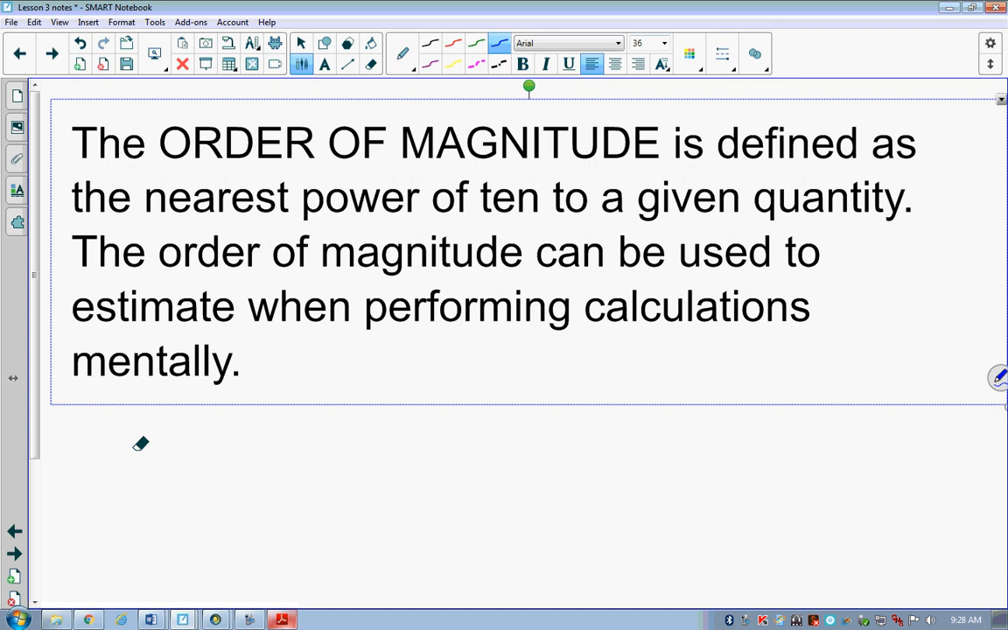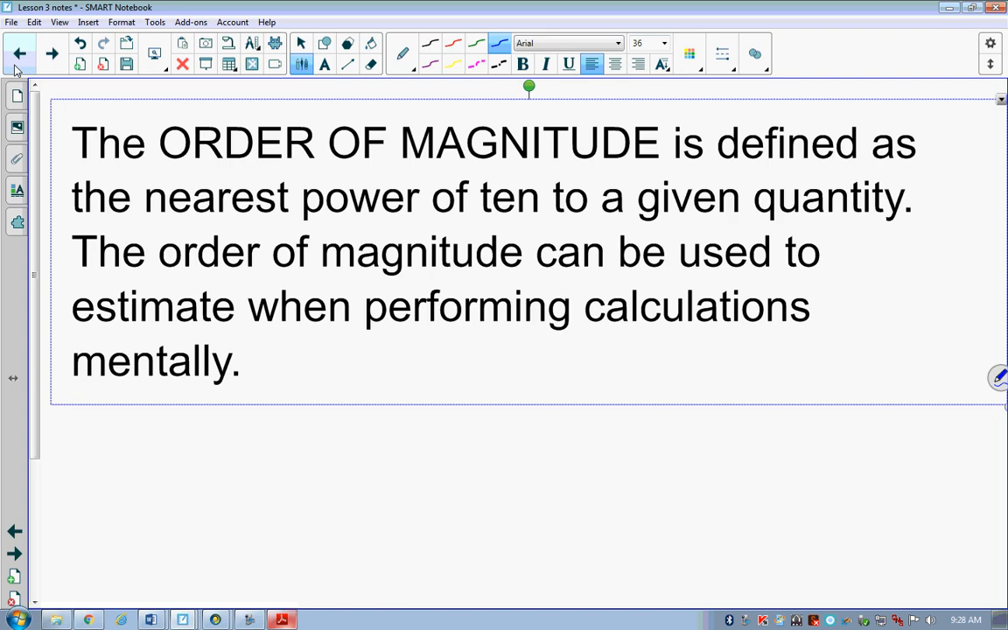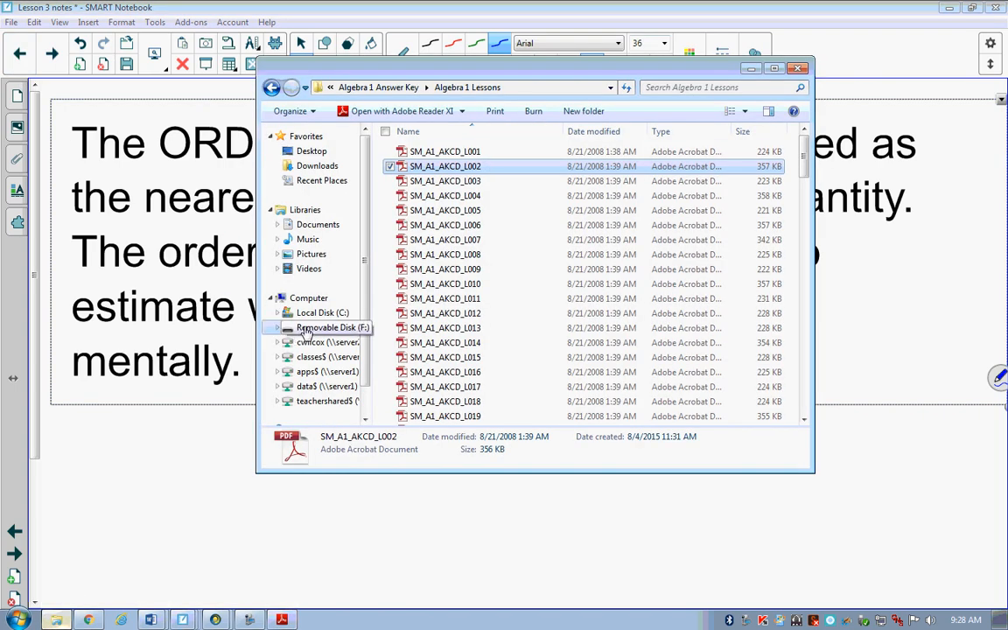Order of magnitude is defined as the nearest power of 10 to a given quantity. The order of magnitude can be used to estimate when performing calculations mentally. Hopefully this will make more sense as we get into our book. At this point, let's come over here.